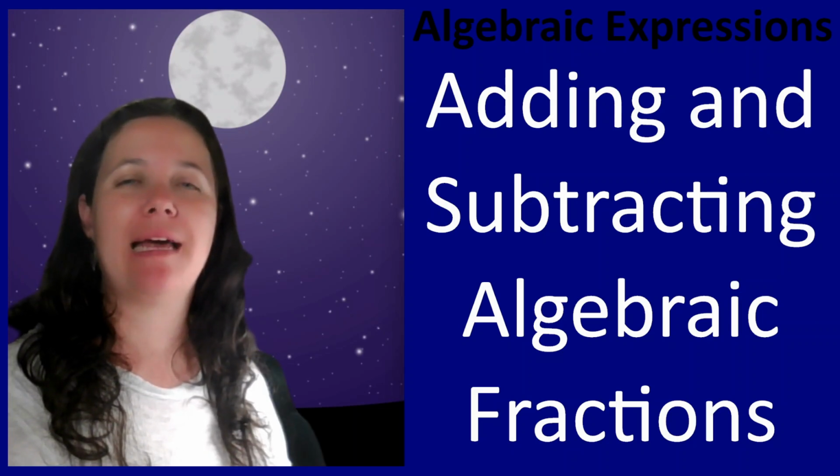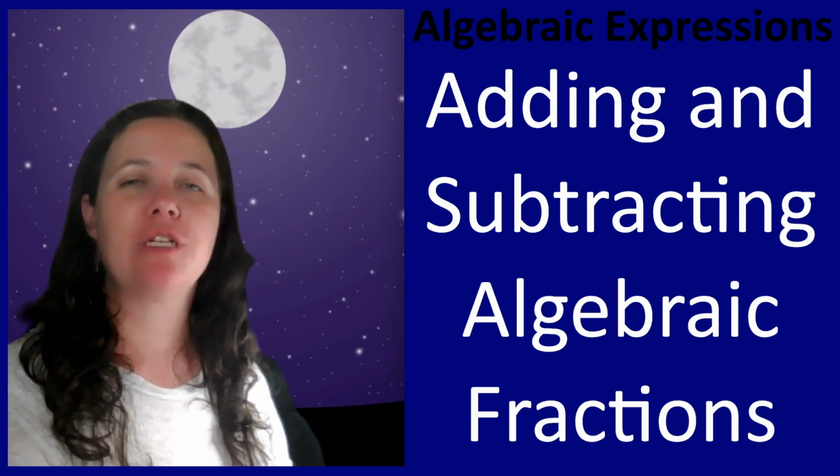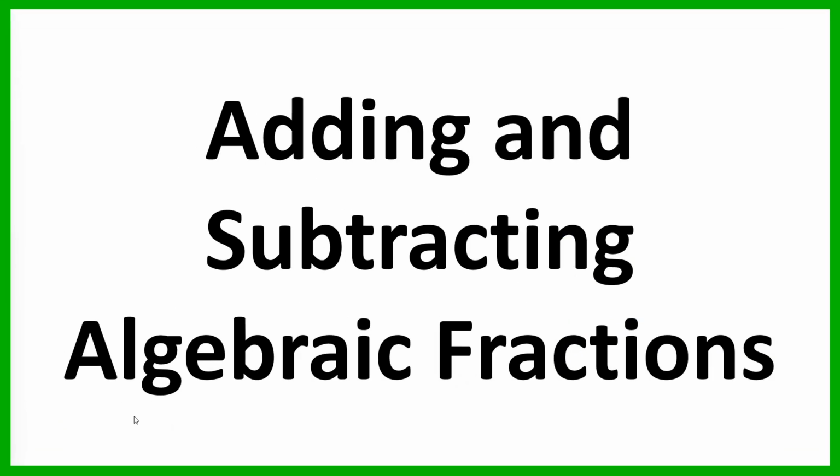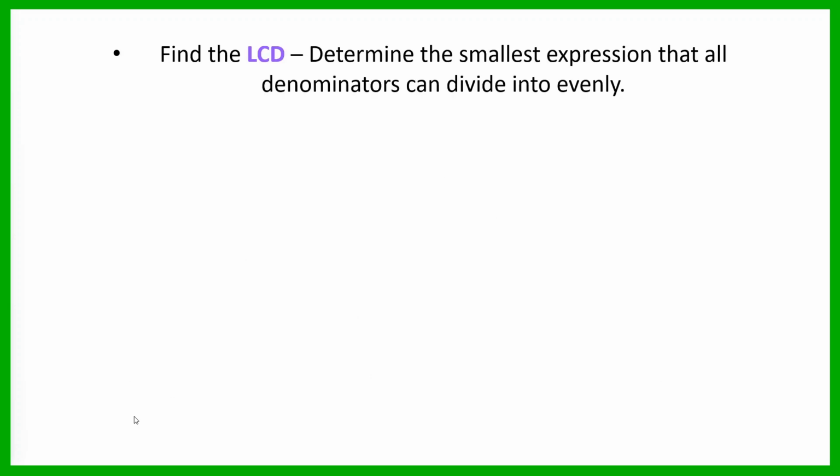Today we're going to be learning about adding and subtracting algebraic fractions. We're going to start off by talking about the process that we need to follow when we add and subtract algebraic fractions. The first thing you need to do is find the LCD, or the lowest common denominator. This is the smallest expression that all the denominators can divide into evenly.